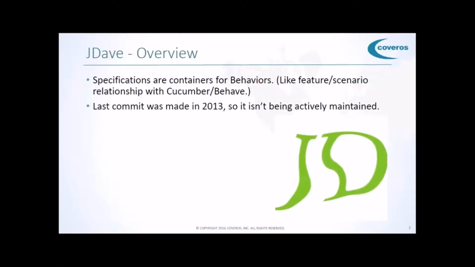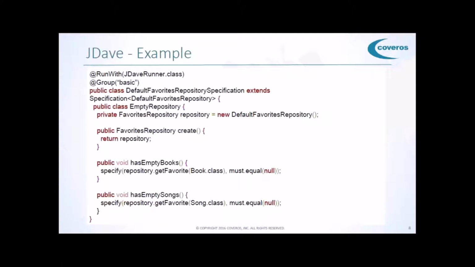And the first tool I looked at is JBehave. With JBehave, specifications serve as containers for behaviors, sort of like the feature and scenario relationship with tools like Cucumber. It doesn't seem like it's being actively maintained, so I probably wouldn't recommend it. And you'll next see an example of a JBehave specification.